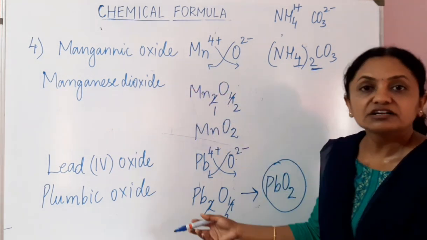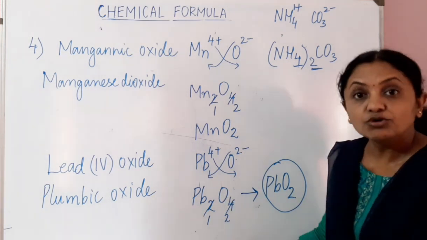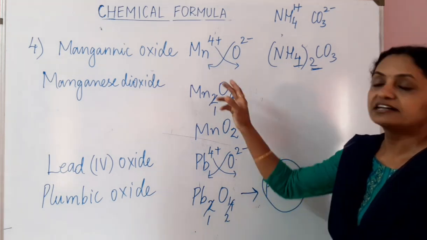So these were the 4 rules which tell us how to write a chemical formula.